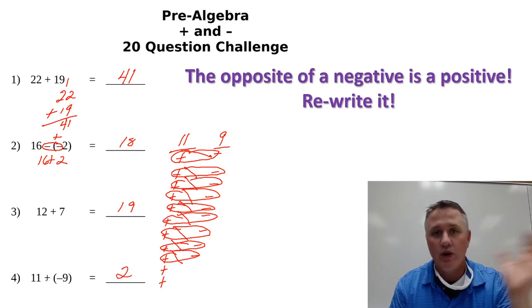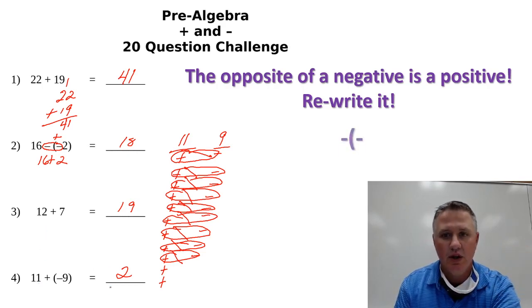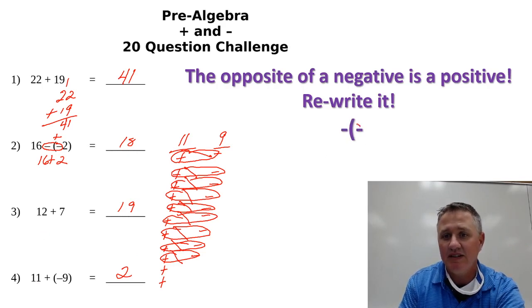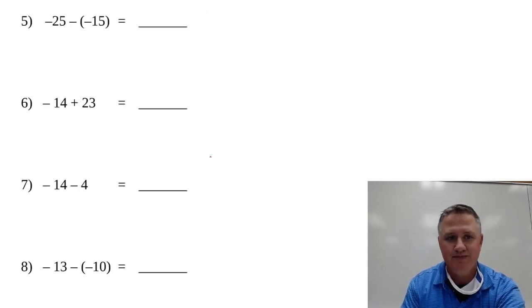And if you think about a real life problem, if you said it went up 11 degrees and then it dropped 9, you're up 2 degrees. Okay, and remember, anytime you have these signs next to each other, that opposite of a negative, circle them, write it as a positive. Okay, next section here.